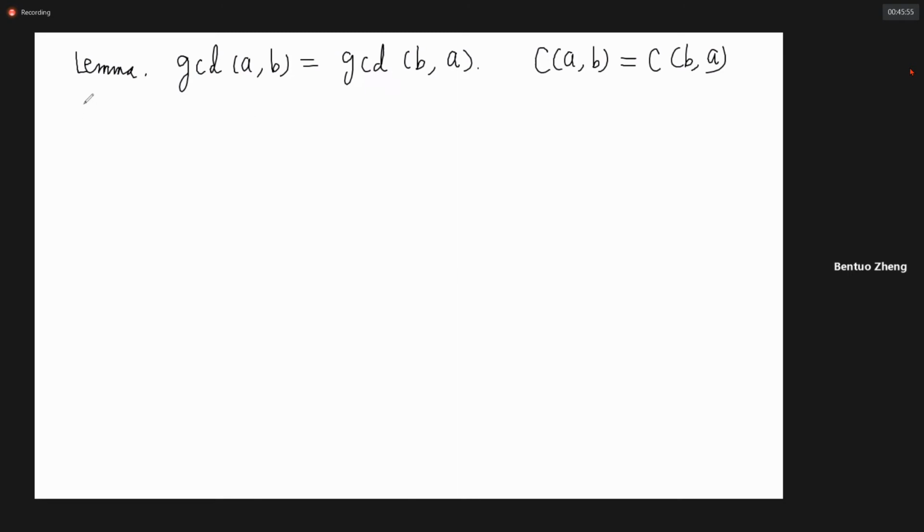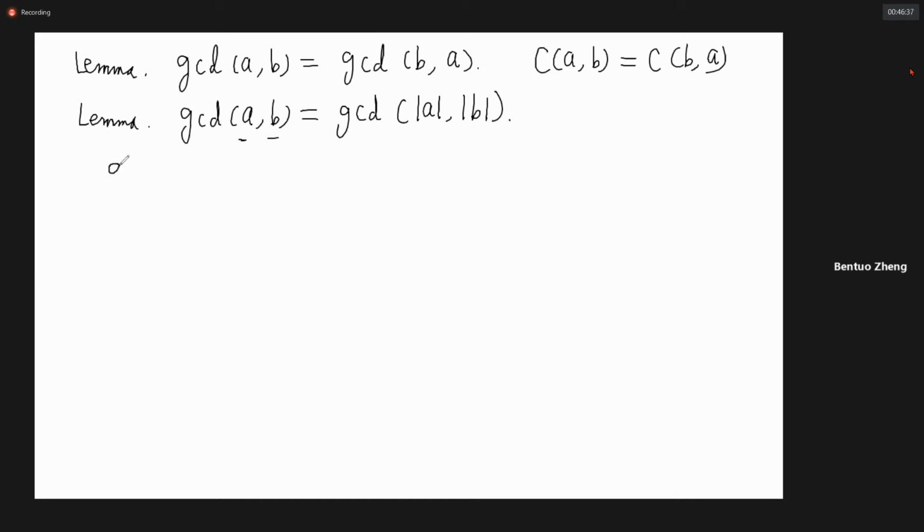Okay, so the second lemma is the greatest common divisor of A and B is equal to the greatest common divisor of the absolute value of A and absolute value of B. This is because once some number divides A, this is equivalent to saying this number divides the absolute value of A. So you can always put the plus or negative signs in front of the divisors, and you can always change those numbers to positive numbers.